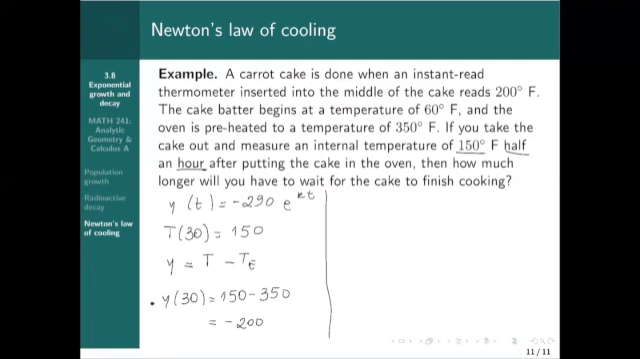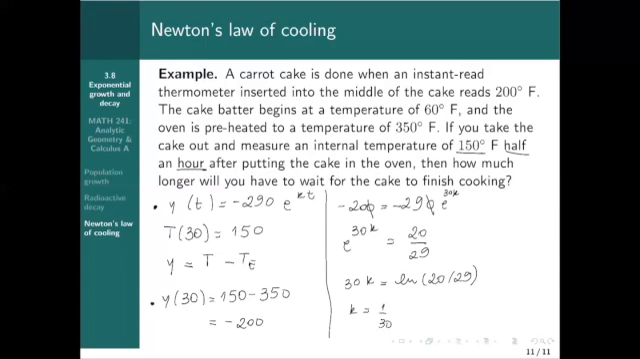So you're going to combine this information with this one. So Y of 30 is equal to minus 200. So this gives us minus 200 equals minus 290 times e raised to k times t, in this case t is 30, so 30k. We are going to divide both sides by 10, and we're going to get e raised to 30k is equal to 20 over 29. So taking ln on both sides, we're going to get 30k is equal to ln of 20 over 29. So k is going to be 1 over 30 times ln of 20 over 29.